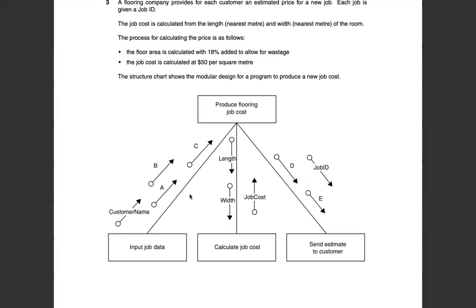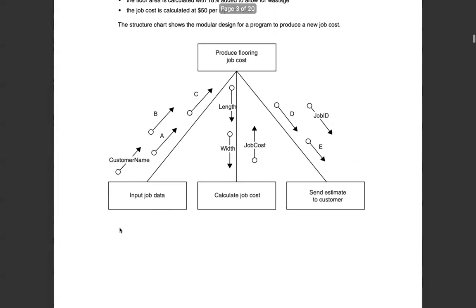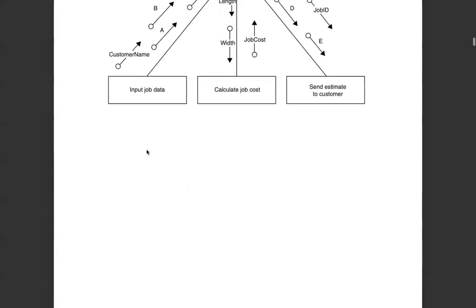Now, as you can see here, produce flooring job cost is the main problem here and is divided into sub parts: input job data, calculate job cost, and send estimate to customer. There are no loops, there are no decisions. So that means these subroutines have to all be executed. Okay, so what we're supposed to do is fill in the letters A, B, C with their appropriate terms.